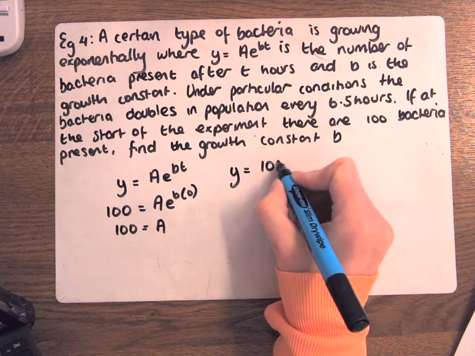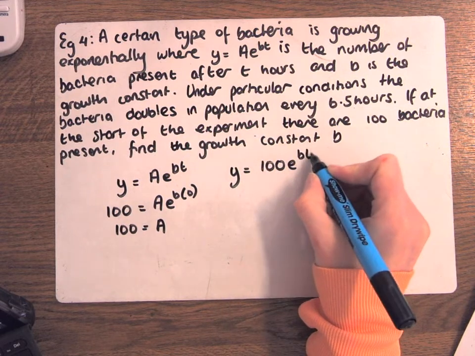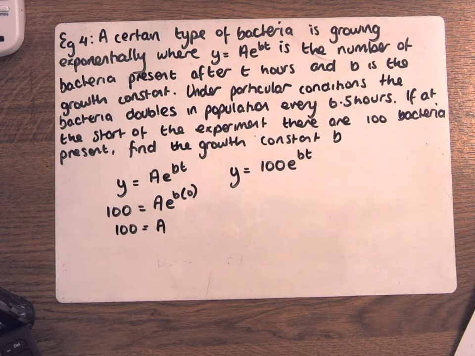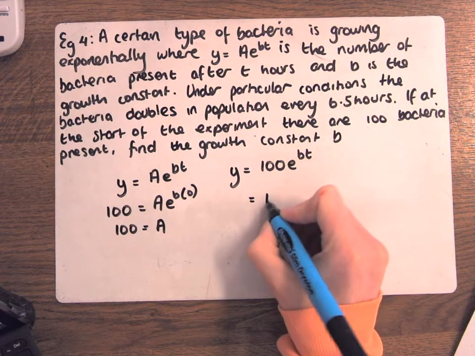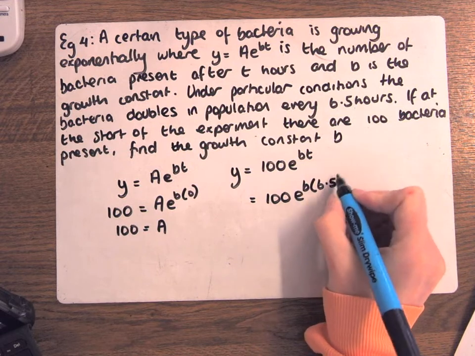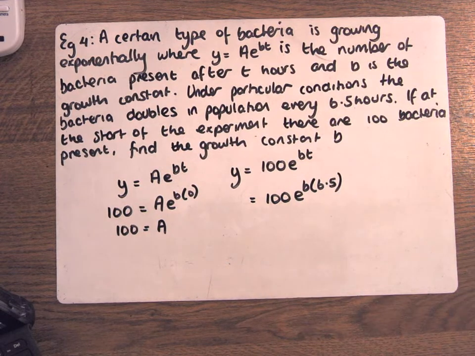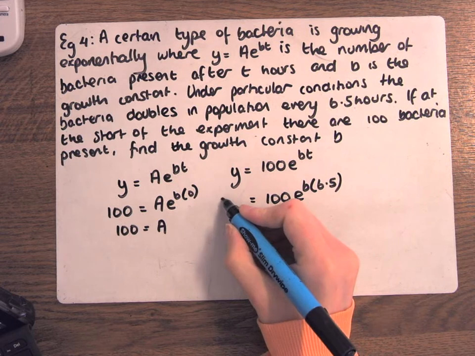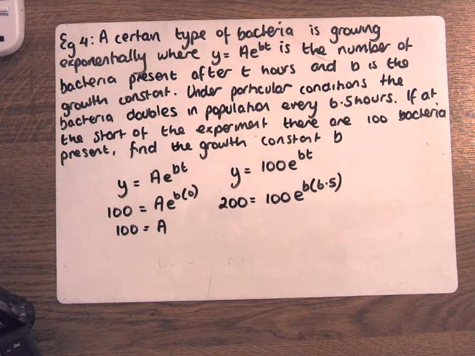So this now is my equation. The bacteria doubles in population every 6.5 hours. So every 6.5 hours it doubles. So after 6.5 hours, what will the amount of bacteria be? 200, exactly. You're doubling what it was.